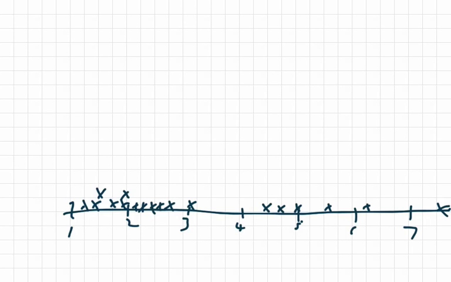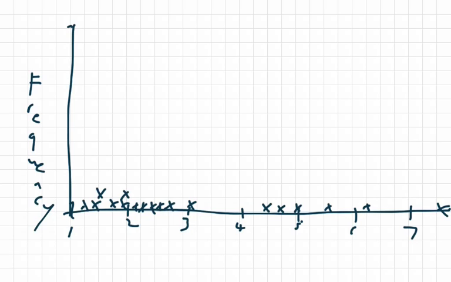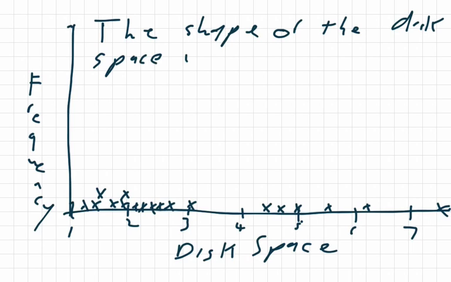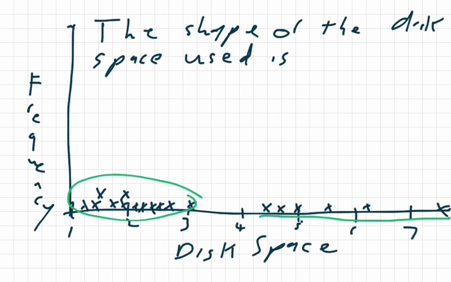Alright, so in B they want me to, don't forget to label your axes, and this was disk space down here. So then it says to describe the overall pattern. So the shape of the disk space used is with all of these over here that are all together and these over here that are spread apart. I would call this skewed to the right.